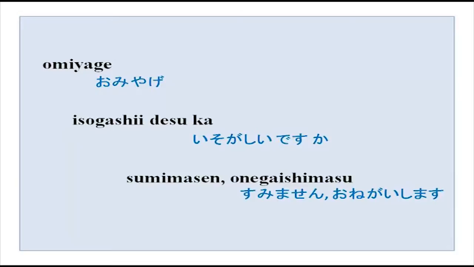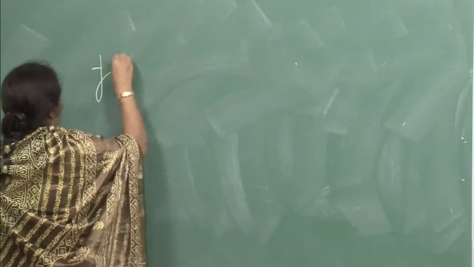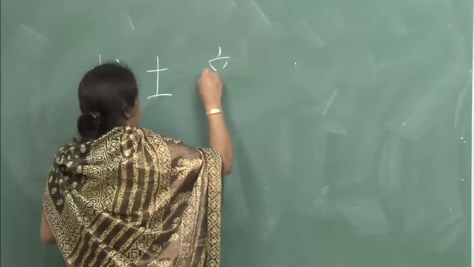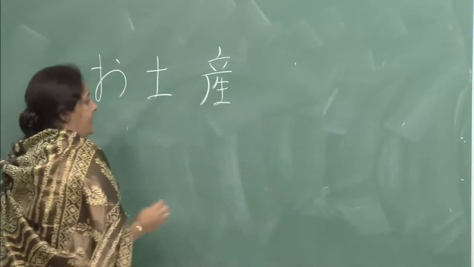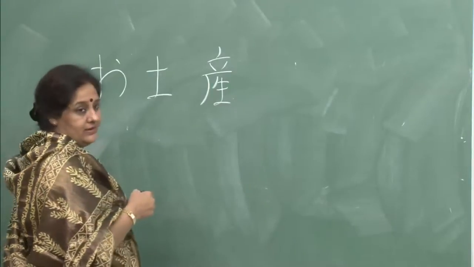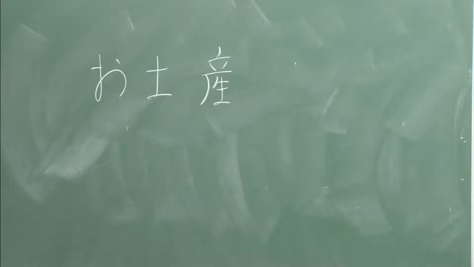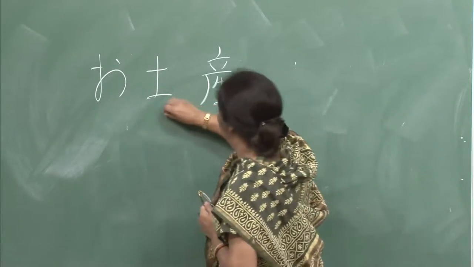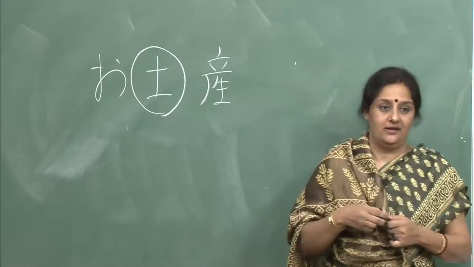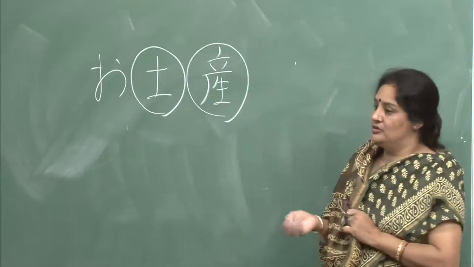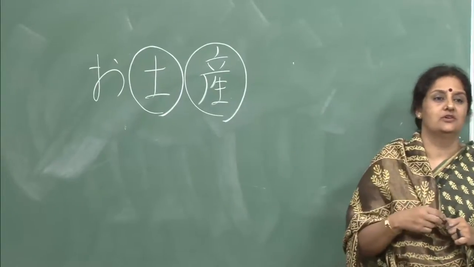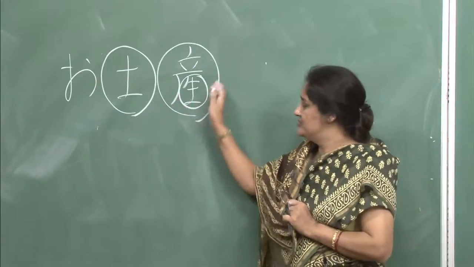What I want to tell you over here is very interesting, and that is why I took up this word omiyage today. It's very Japanese. Omiyage, like this over here. Now, why omiyage like this? Well, you just look at the kanji character once again. What does this mean? What did I tell you earlier? Well, this means soil, and this means to be born, to give birth to.